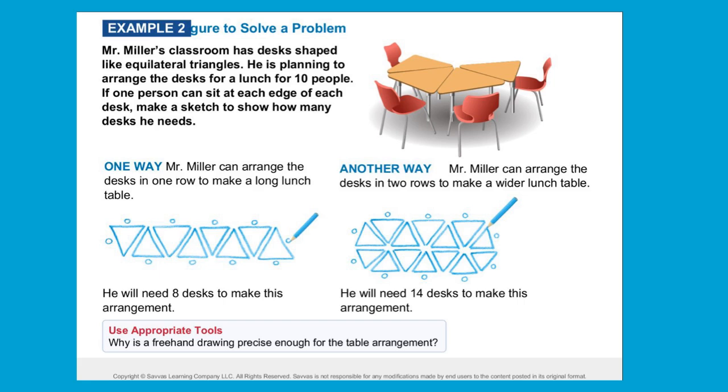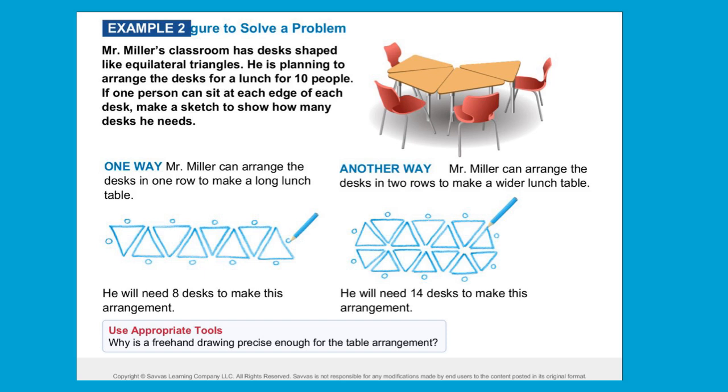This is example number 2 on page 439. Mr. Miller's classroom has desks shaped like equilateral triangles. He is planning to arrange the desks for a lunch for 10 people. If one person can sit at the edge of each desk, make a sketch to show how many desks he needs.